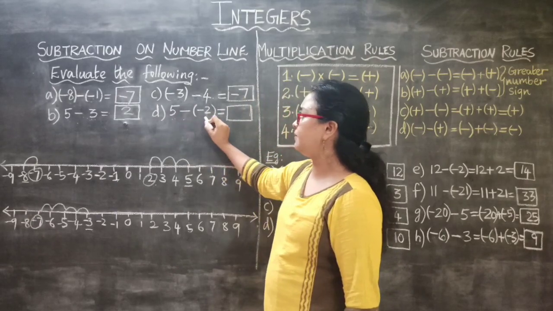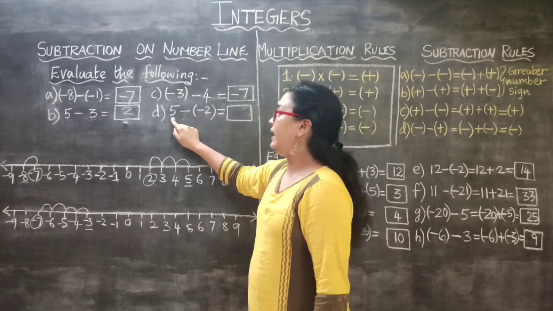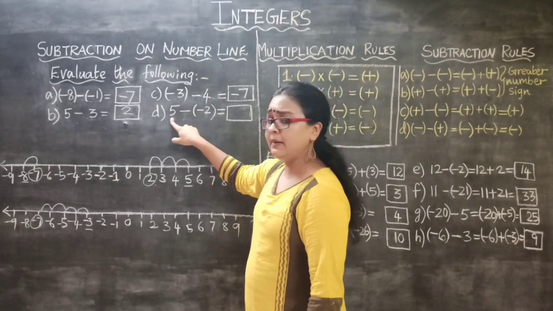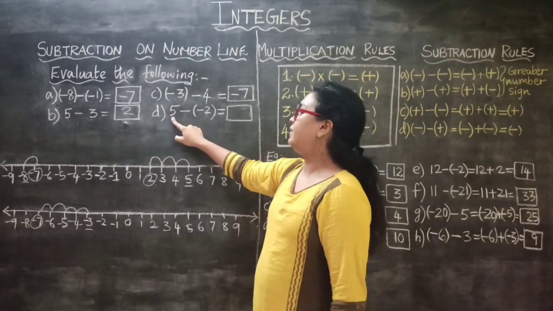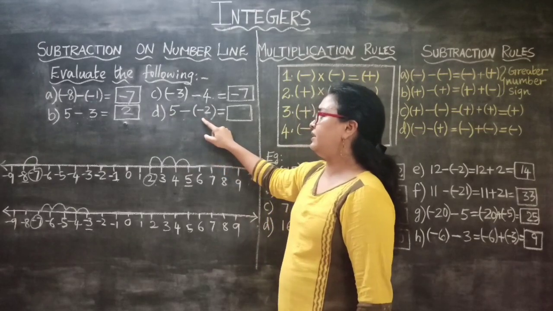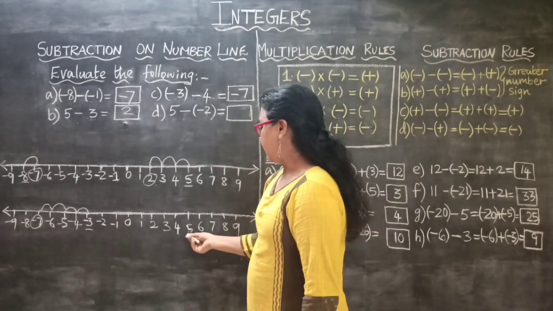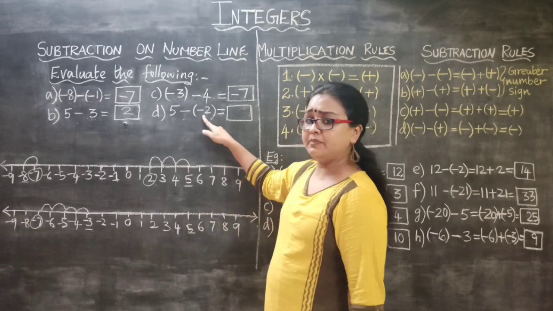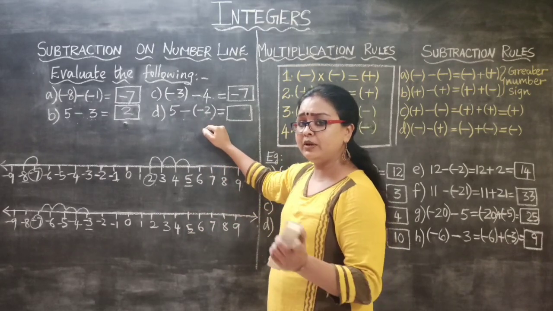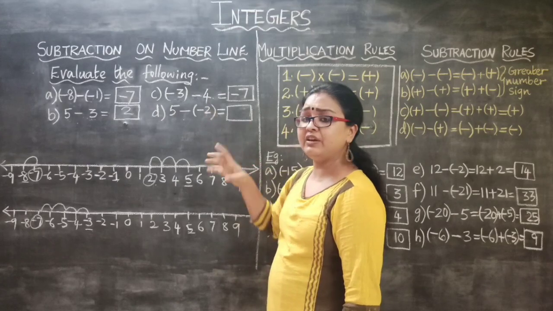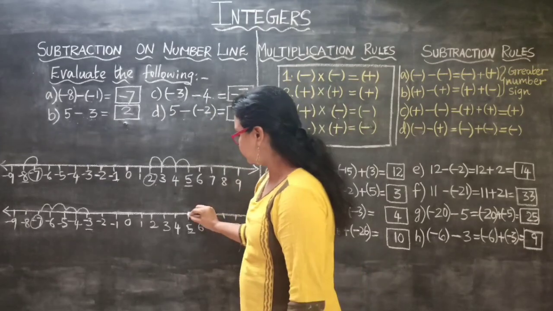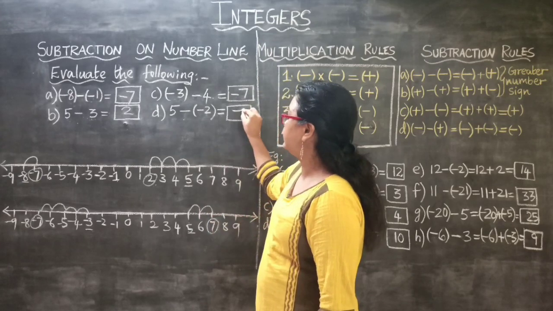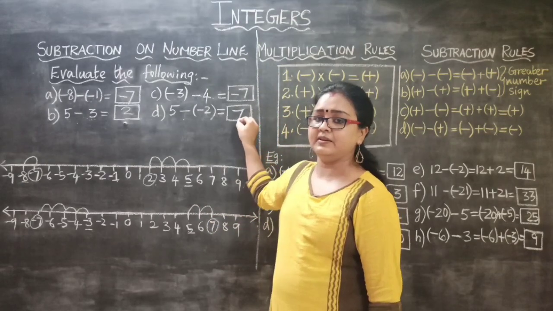5 minus minus 2. That is one positive integer and one negative integer. When one positive integer and one negative integer are there, first I have to mark the first number, 5. Then a negative integer means in addition we would move towards the left hand side, but here we have to move towards the right hand side. 1, 2. So my answer is positive 7.